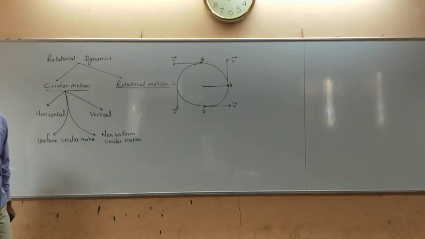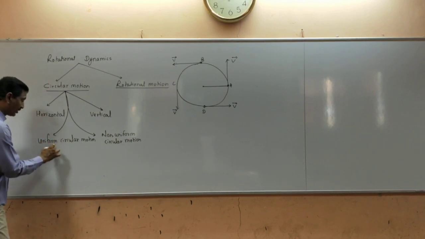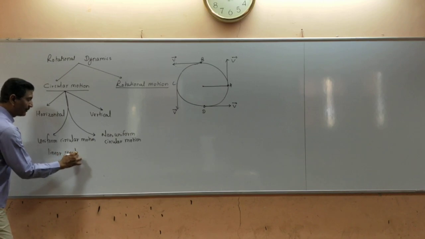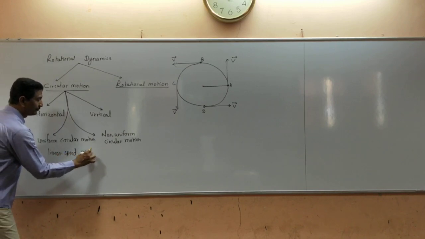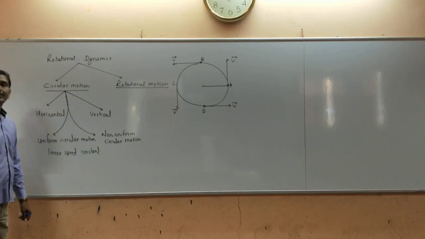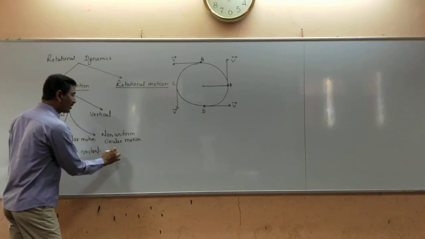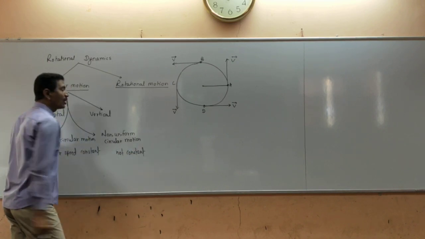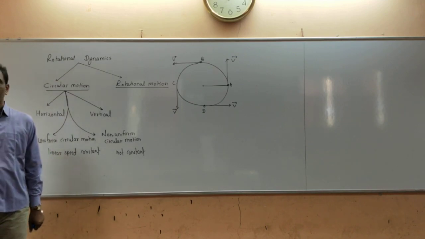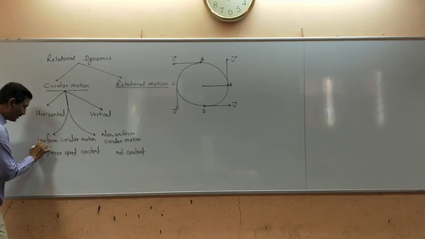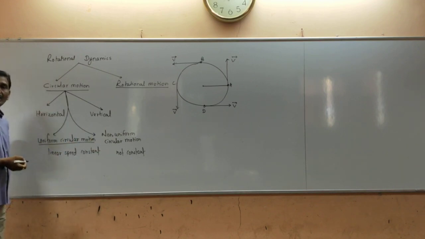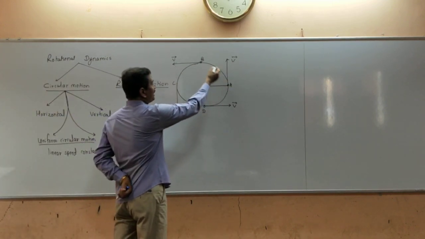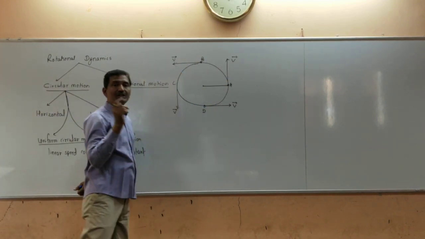If the magnitude of the linear velocity, also called linear speed, is constant, then the circular motion is called uniform circular motion. And if the magnitude of the linear velocity is not constant, then that circular motion is called non-uniform circular motion. In uniform circular motion, as the magnitude of the linear velocity remains constant, the particle takes the same time to complete each revolution.